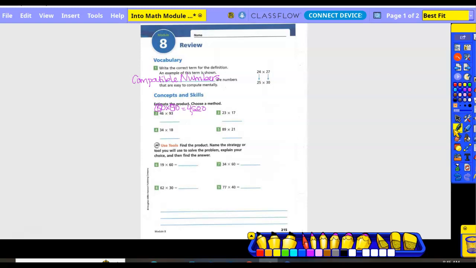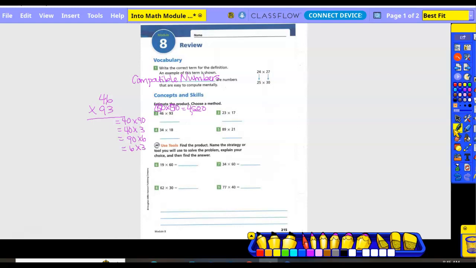Okay, so what do you guys want to do? Do you guys want to do partial product? Do you guys want to do just standard form? Okay, so that's 46 times 93. Remember, if you need extra paper, go get it. So I would do my 10s times my 10s, so 40 times 90. I would do my 10s times my 1s, my other 10s times my 1s, and then my 1s times my 1s. Those are all place values, right?